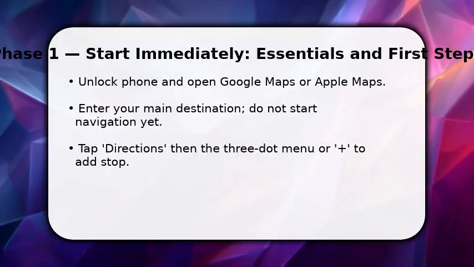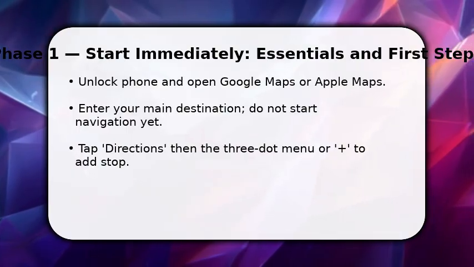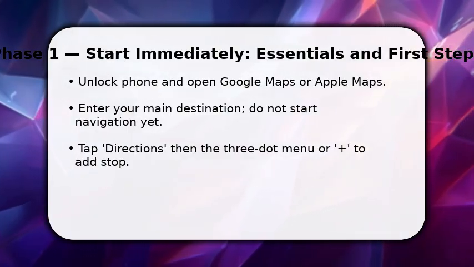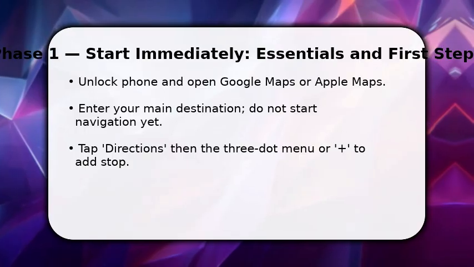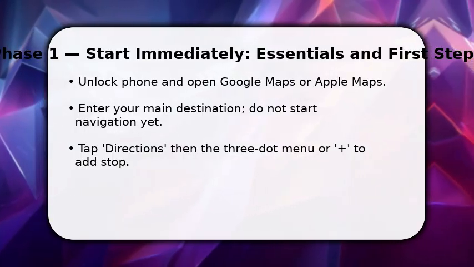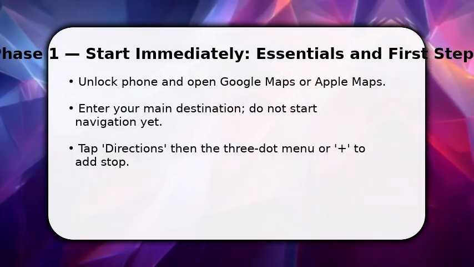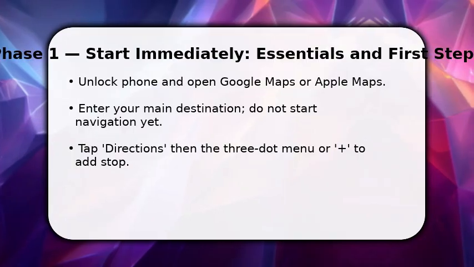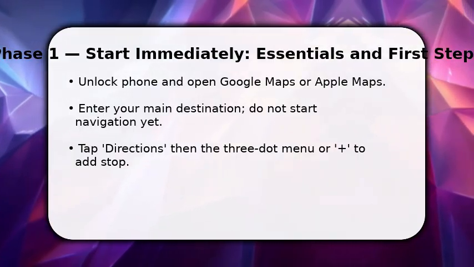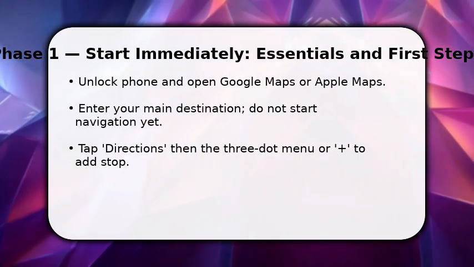You start by opening your navigation app because that's where routes live. Enter the main destination. Doing this establishes the primary route. Next, tap Directions, then immediately open the Options menu or the plus icon to add a stop. This sequence matters. It prevents the app from auto-starting navigation and lets you insert stops in order.